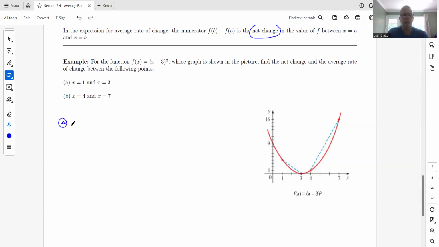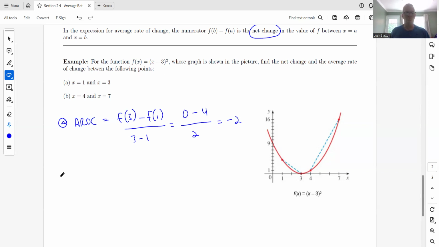So for A, the average rate of change would be f of 3 minus f of 1 over 3 minus 1. F of 3, we plug in 3, we get 0. F of 1, plug in 1, we get 1 minus 3, which is negative 2 squared, that'd be 4. And then that's over 2, so the average rate of change is negative 2.